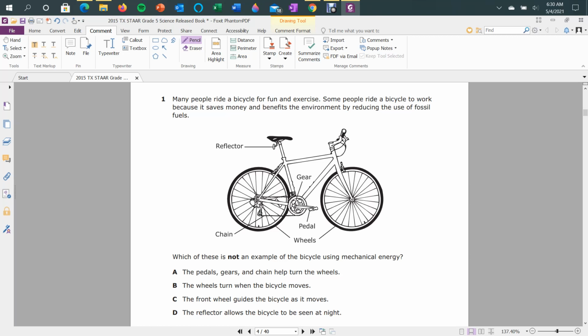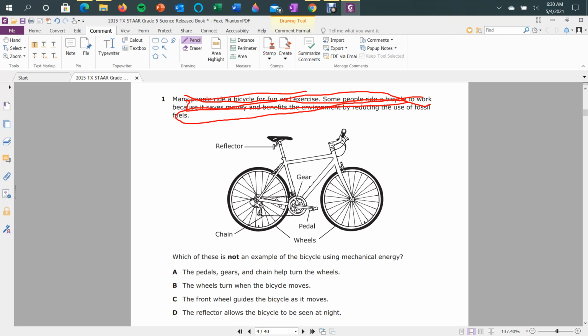So, many people ride a bicycle for fun or exercise. Some people ride a bicycle to work because it saves money and benefits the environment by reducing the use of fossil fuels. Okay. That's some good facts. Let's see what the question is then. Which of these is not an example of a bicycle using mechanical energy? So now I know that everything that was said up here has nothing to do with the question. So I don't need any of that.